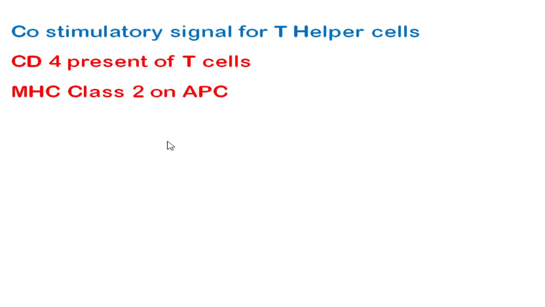Next is the co-stimulatory signal for T helper cells. The correct answer is in the T cell CD4 will be present, and in the APC MHC class 2 will be present.